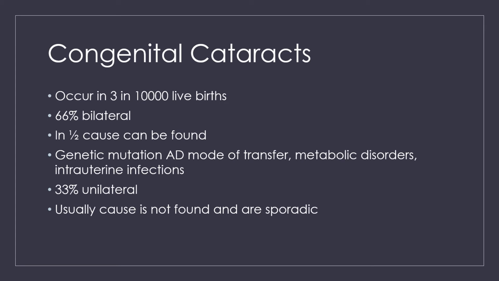Congenital cataracts, these occur in 3 in 10,000 live births. Mostly 66% are bilateral, and in only 50% the cause can be found. In which the cause can be found, the causes are genetic mutation, metabolic disorders, intrauterine infections, trauma. The rest 33%, which are unilateral, the cause is usually not found, and these are sporadic.